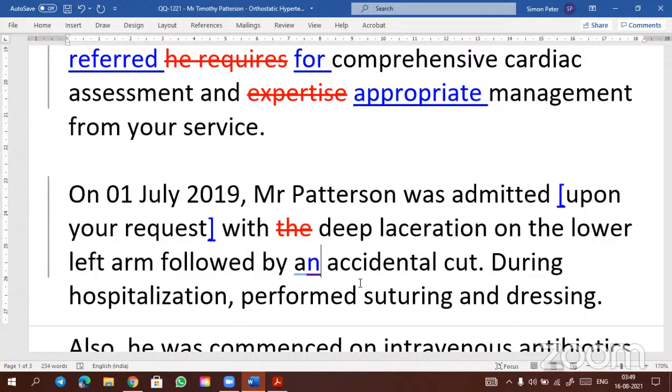Followed by an accidental cut. What do you mean by deep laceration followed by an accidental cut? He had a deep cut and this is followed by another accidental cut. What do you mean by this? This laceration, followed by means the next one is following the previous one. So deep cut was followed by an accidental cut, means the accident happened afterwards. The cut happened first. I don't know whether you understood the meaning or not. So that was the mistake here.